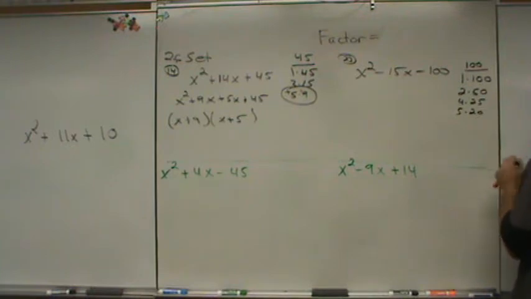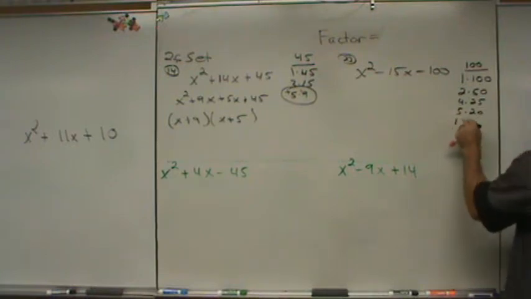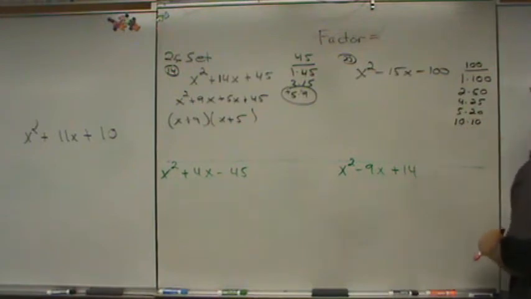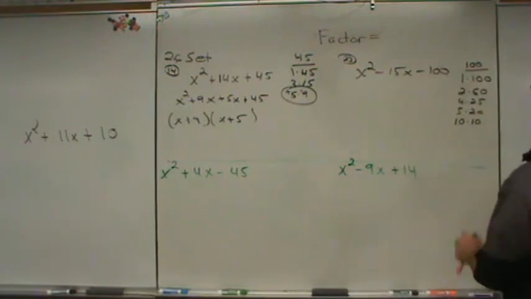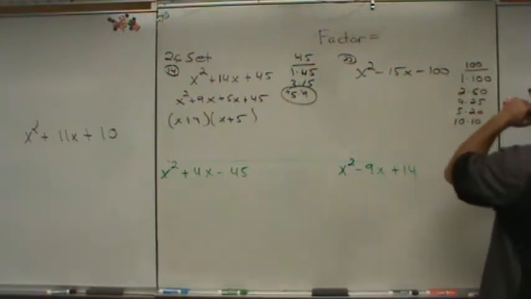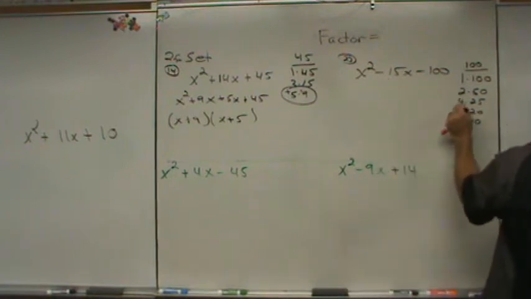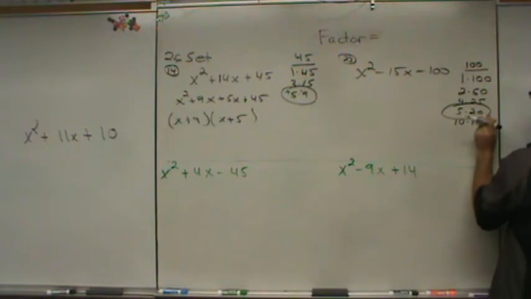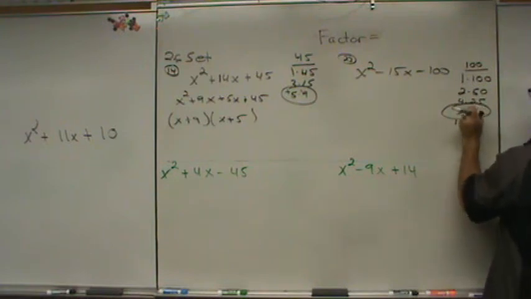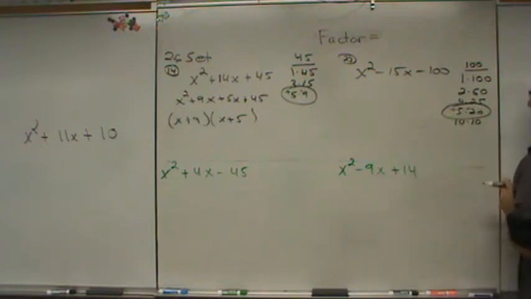6 won't go into 100. 7 won't go into 100. 8 won't go into 100. 9 won't go into 100. And 10 will. 10 times 10. Take your time with these. Now I don't have to think about in my head what multiples. I can physically look at this and see. And now I have a negative 15. So now I need to pay attention to that. Think about it. How do I get a negative 15? I have a negative 20 and a positive 5.